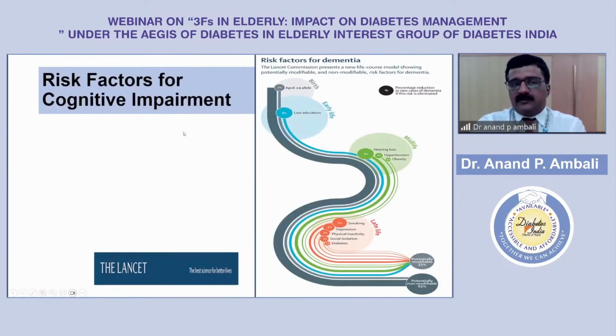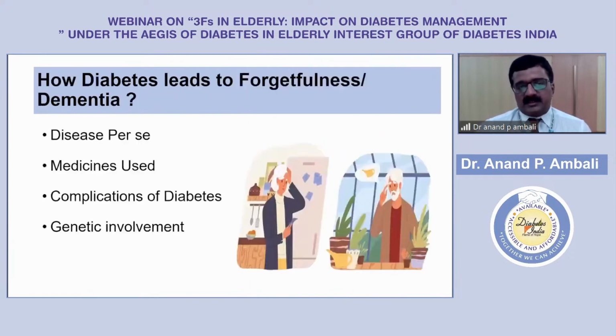Even the Lancet, when it brought out the risk factors for cognitive impairment, gave a very beautiful picture showing the risk factors at each age group. In late life, diabetes is one of the risk factors for developing dementia in older people. Though it constitutes only 1%, two things are very important. It is mostly preventable; the progression to dementia is mostly preventable. And although 1% may look small, looking at the number of older people in India and people with diabetes in India, it definitely accounts for a larger number.